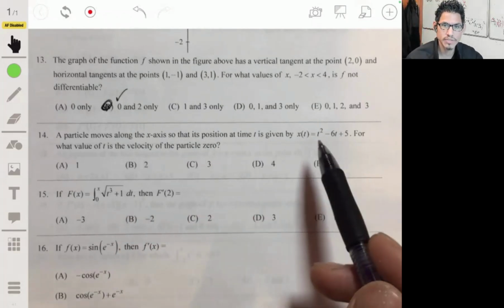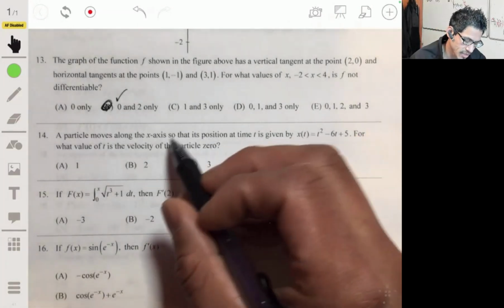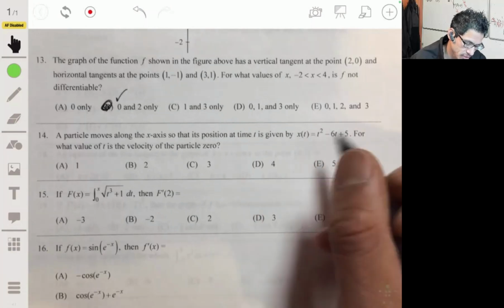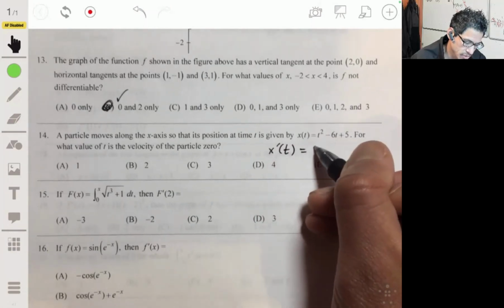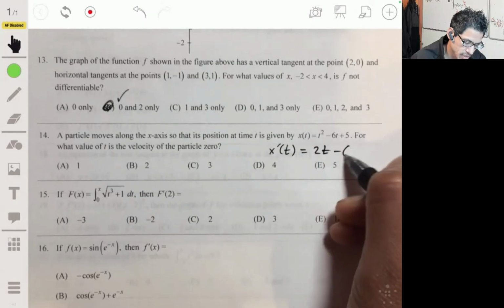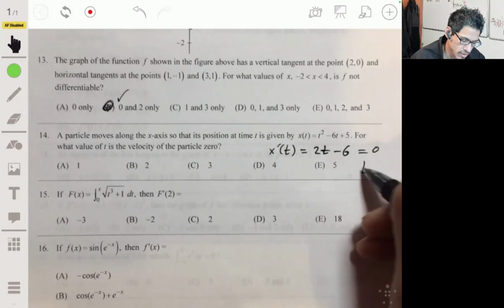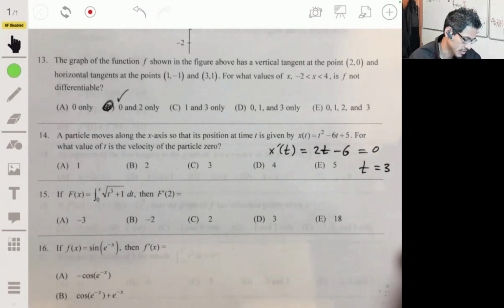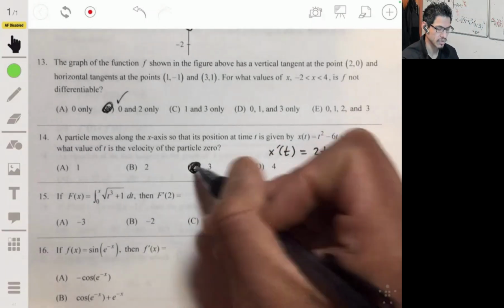Okay, so this is the position equation. So let's remember that velocity is a derivative of position. So x prime of t is the velocity, which is going to be 2t minus 6. So then all we have to do is set this equal to 0. You solve for t, and you'll get t is 3. And then that's it. Yeah, our answer is going to be C.